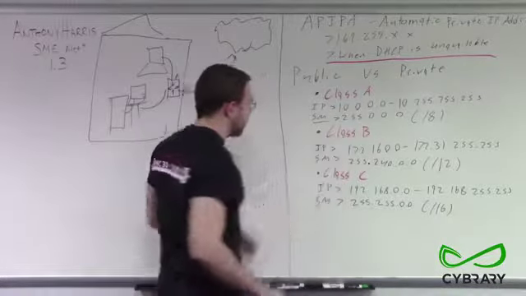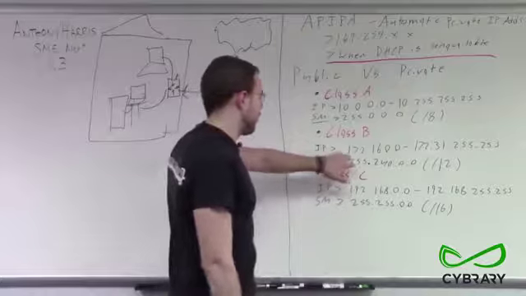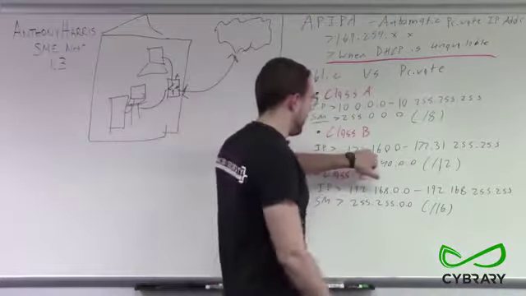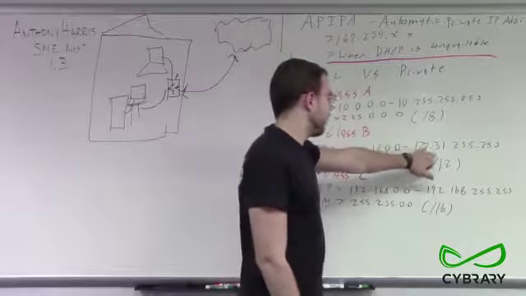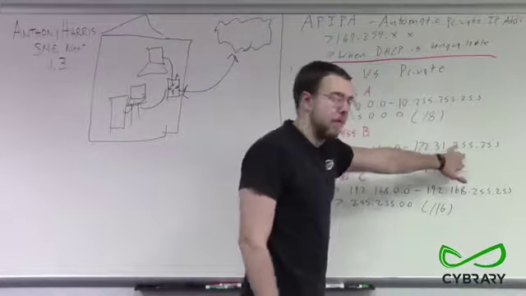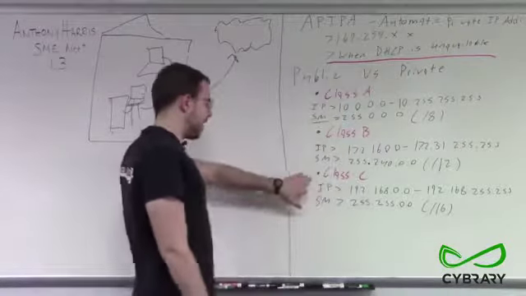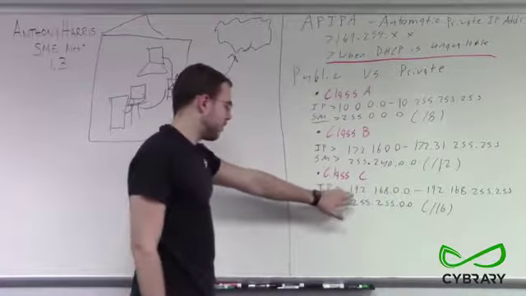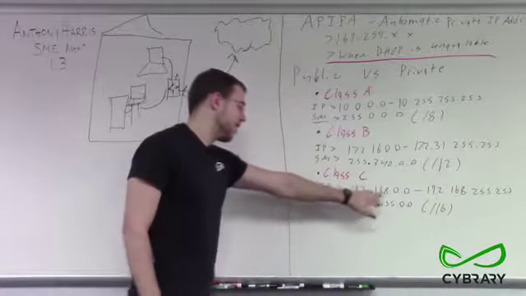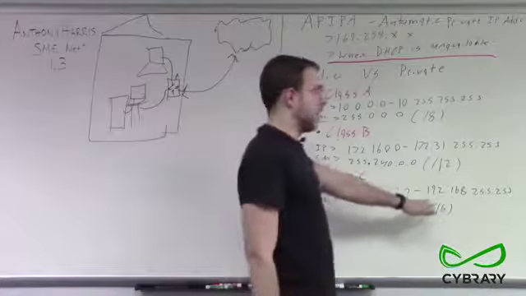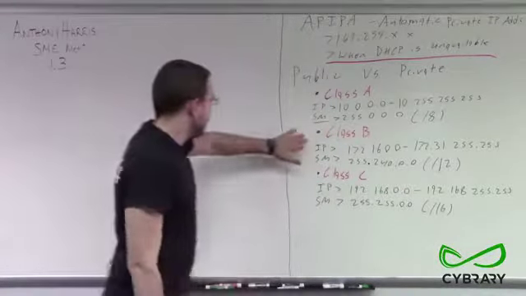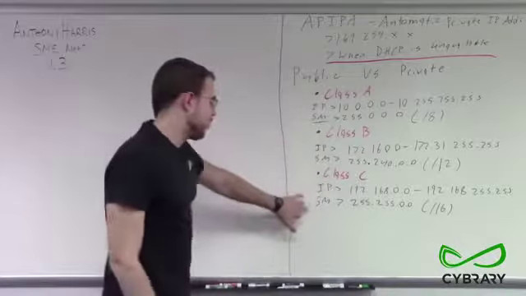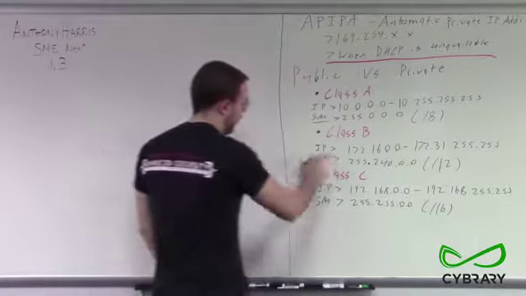Class B is going to be any addresses within the range of 172.16.0.0 through 172.31.255.255. Class C is going to be any IP address between the range of 192.168.0.0 through 192.168.255.255.